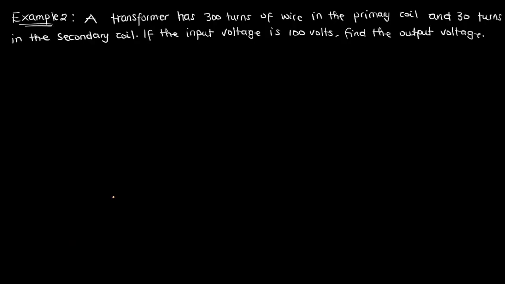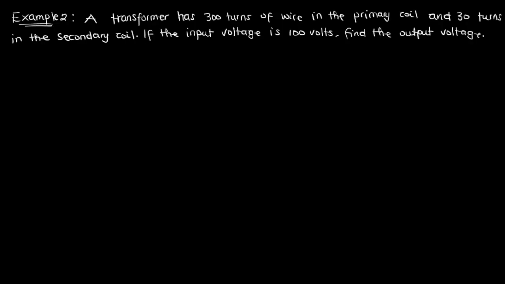We have a transformer which has 300 turns of wire in the primary coil and 30 turns in the secondary coil. If the input voltage is 100 volts, we have to find the output voltage. Already from reading the question, the primary coil has 300 turns, and the secondary coil has 30 turns. This is also a step down transformer, because of the number of turns that we have in both primary and secondary coils. So if the input voltage is 100, find the output voltage.